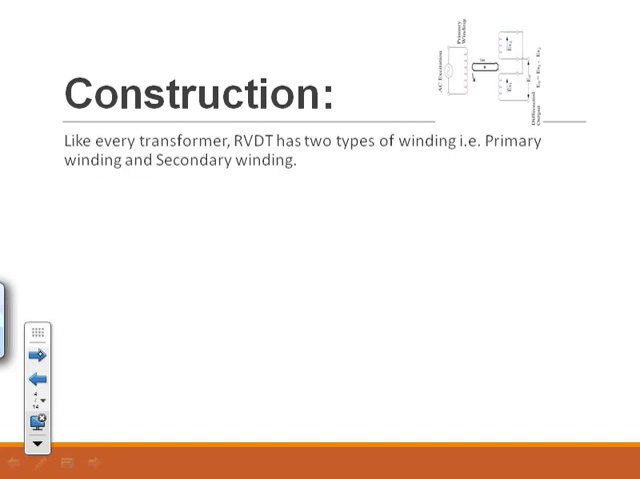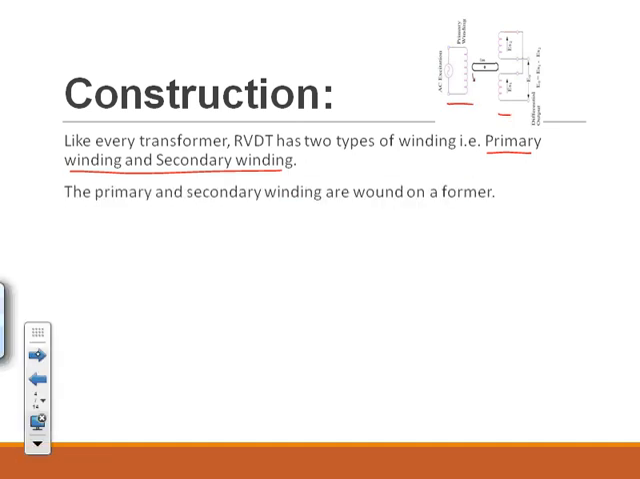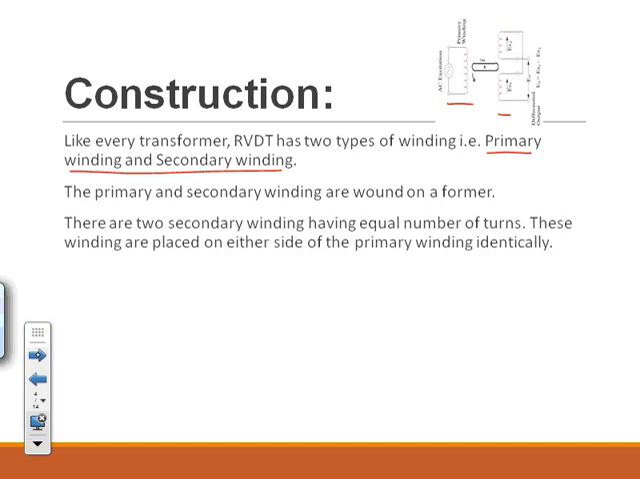Again, we can go into detail with the construction. How is this RVDT constructed? Like every transformer, the RVDT and LVDT both are transformers, only one is rotary and the other is linear. So there must be two windings, called the primary winding and the secondary winding. As in the figure, this is the primary winding and this is the secondary winding. The windings are wound on a former, a metallic material.